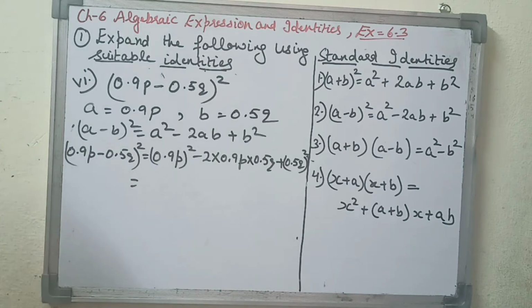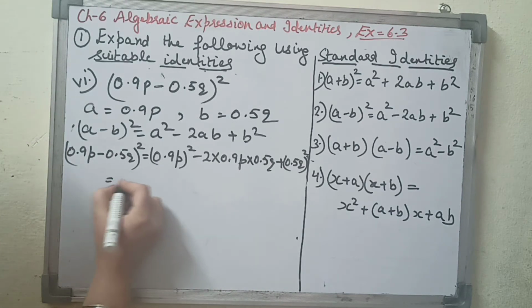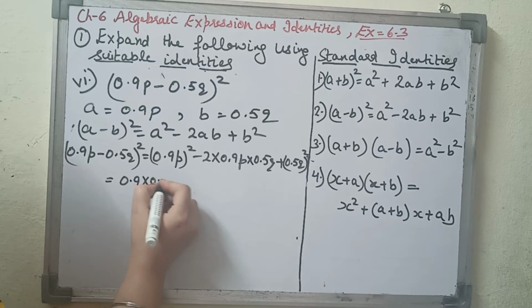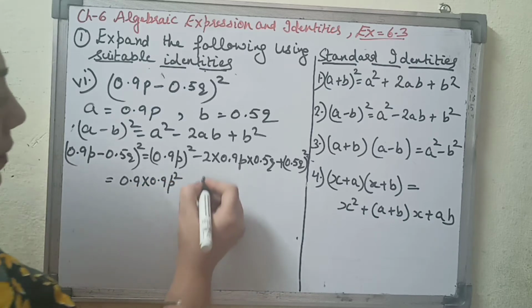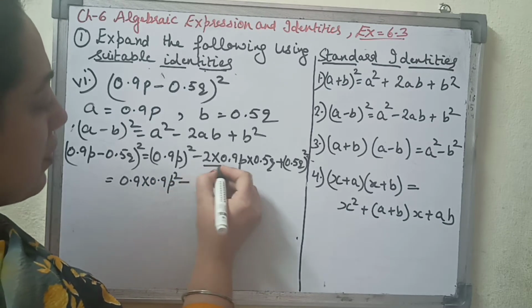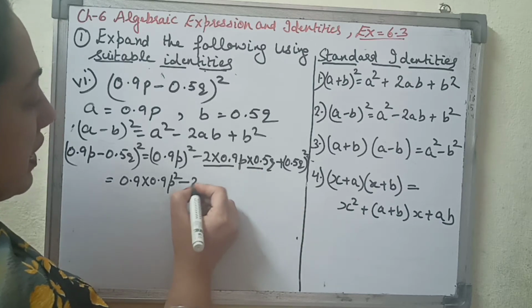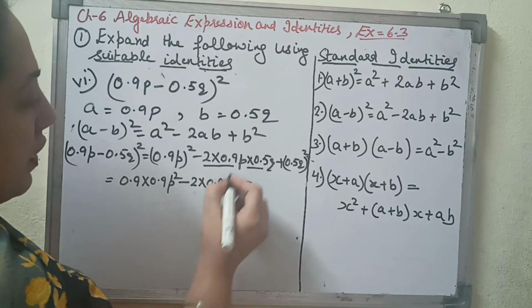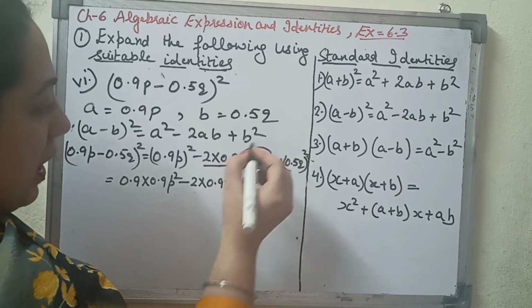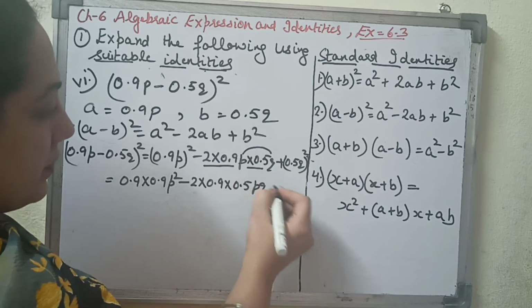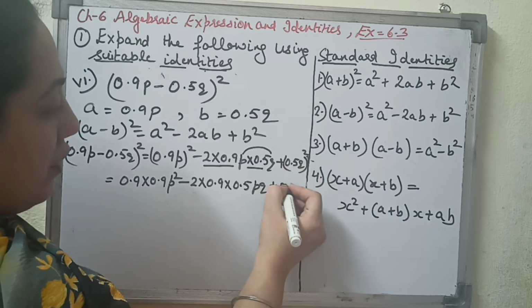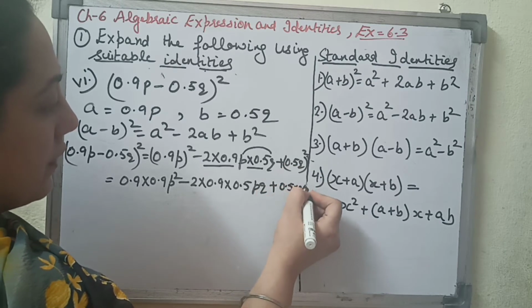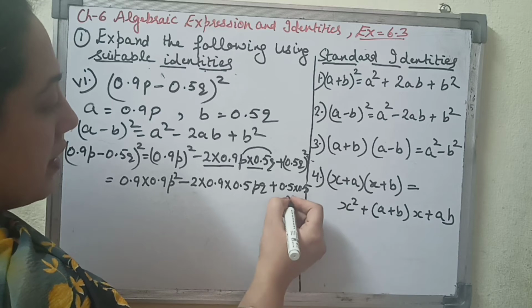Now open the brackets. 0.9 p square, it means we write down 0.9 into 0.9 and it is p square. Also in this term, first of all we multiply the constants with each other, that is 2 into 0.9 into 0.5. We put together the two variables, that is p and q. Write down 0.5 into 0.5 and q square is also there.